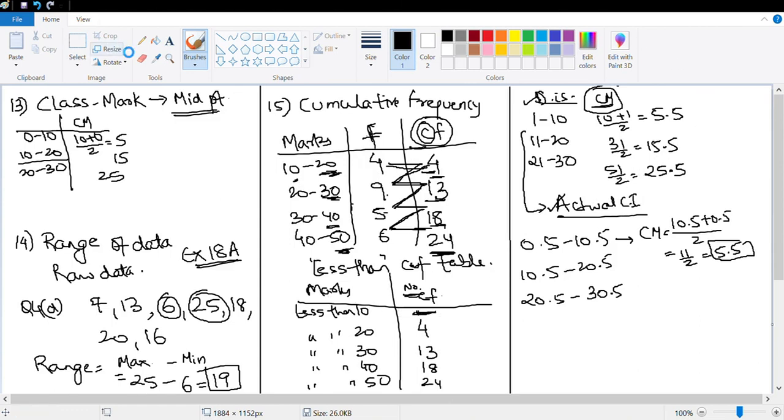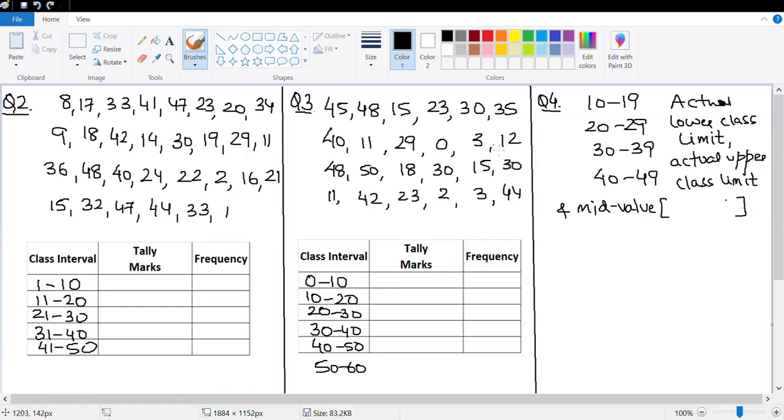Perfect. So now let's move on and let's see if we can start some questions. Let's look at question number 2. Question number 2 says, given below are the marks obtained by 30 students in an examination. So these are marks listed of 30 students.